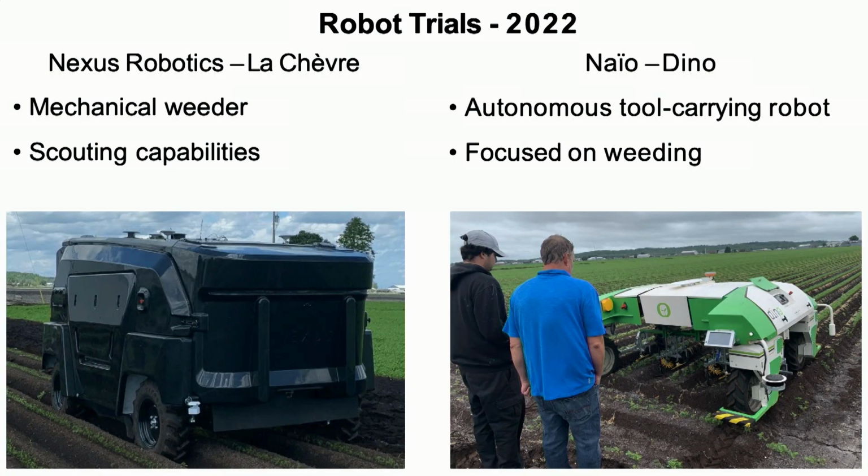We started this work in 2022. We had LaChèvre from Nexus Robotics. This one has little arms that come down and mechanically pick the weeds. This was more of a development project. It wasn't really quite ready for the fields yet. And then we had the Dino from Naia Robotics. This robot did what it said it would do, but it was kind of limited. It could only carry a small tooling platform, and farmers needed more adaptability.